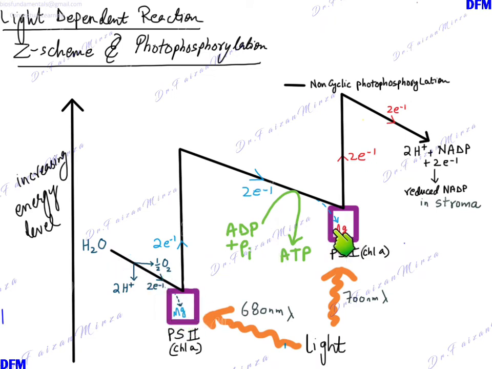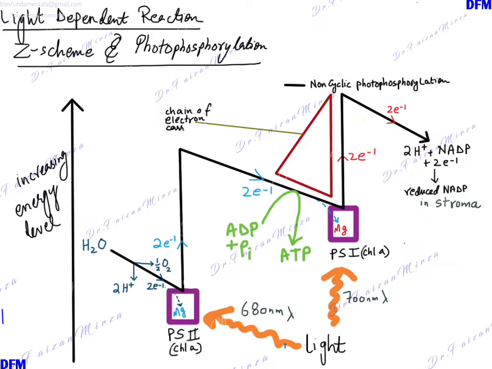PS1 lost its 2 electrons, and they went to an even higher energy, and it gets the replacement electrons from PS2. As the electrons are falling they lose energy, and when they lose energy, ATP is produced by chemiosmosis. The electrons of PS1 are the ones which actually end up with NADP, and NADP gets reduced. So this entire process is called the Z scheme. This is called non-cyclic photophosphorylation.